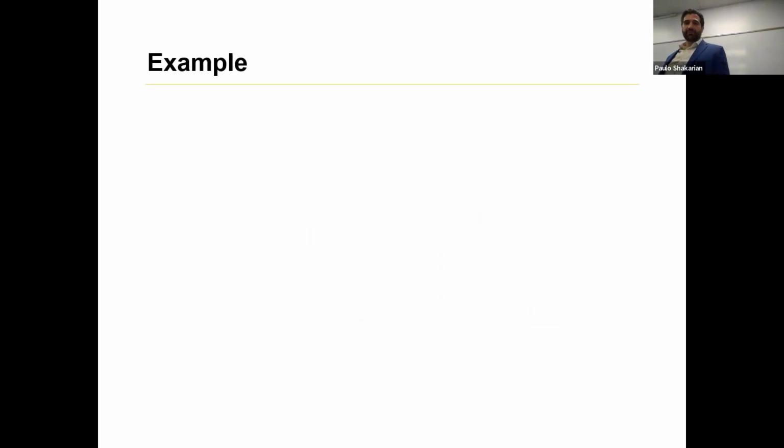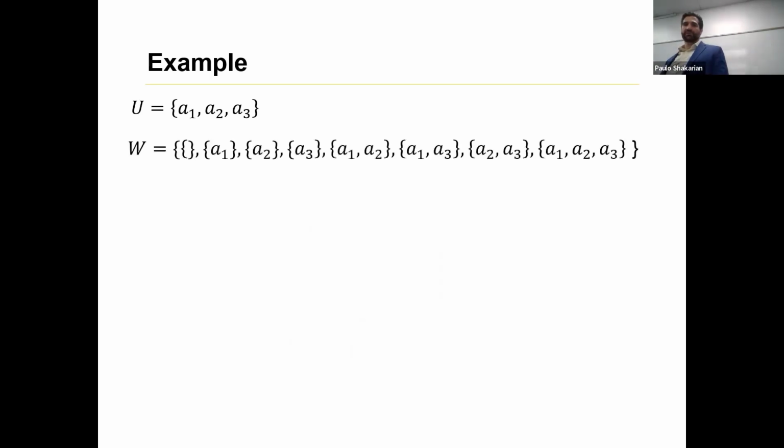So let's go back to our little universe of A1, A2, A3. Here's the power set just for reference, and here's a simple logic program. We have a fact A. We have if A1 then A2, and if A2 then A3. Let me show some examples.